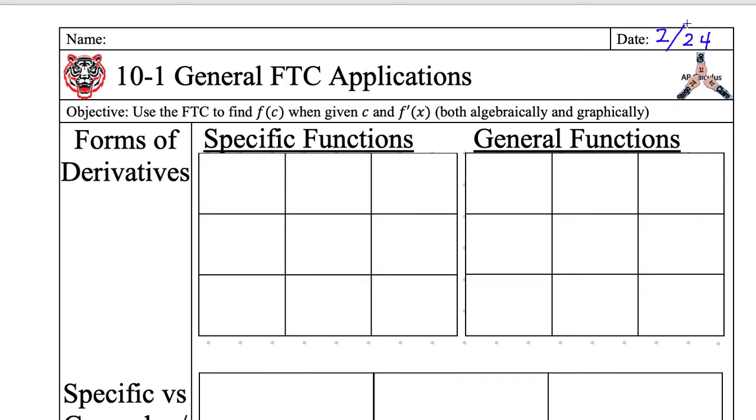Oh, on the board. Use the FTC to find f of c when given c and f prime of x, both algebraically and graphically. Graphically. Thank you, Gio. Now I won't have to give anyone extra credit points. What does FTC stand for again? Who knows FTC? Fundamental something something? Those are all not raised hands, but you guys got it.